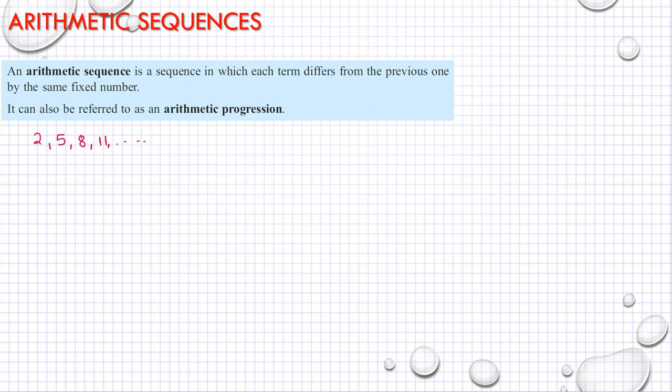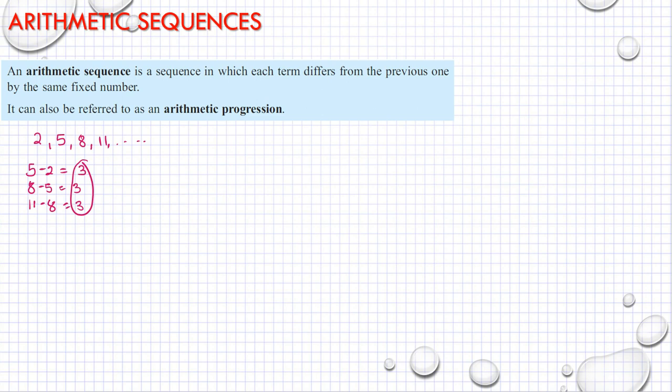For example, we have 5 minus 2 is equal to 3, and then 8 minus 5 is equal to 3, and then 11 minus 8 is equal to 3. So we have this difference, and it is fixed, or it is constant.